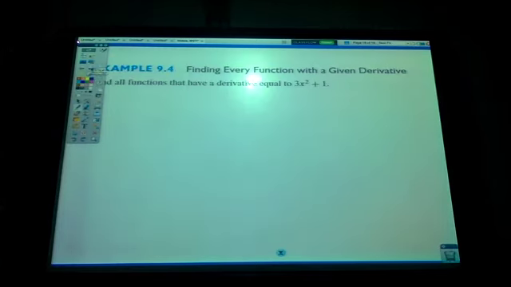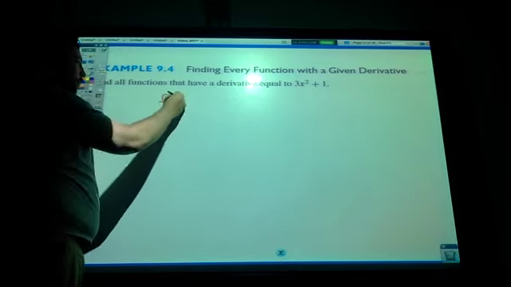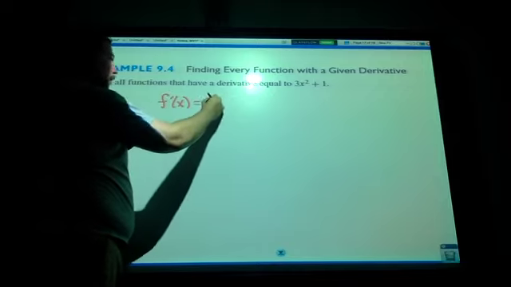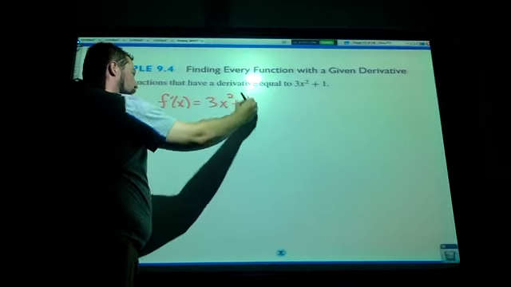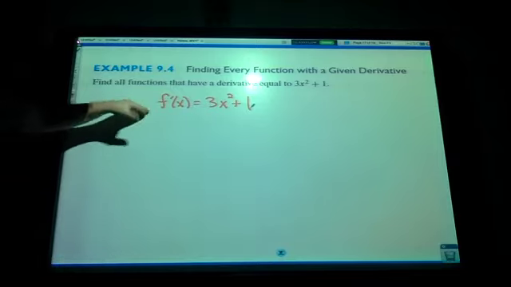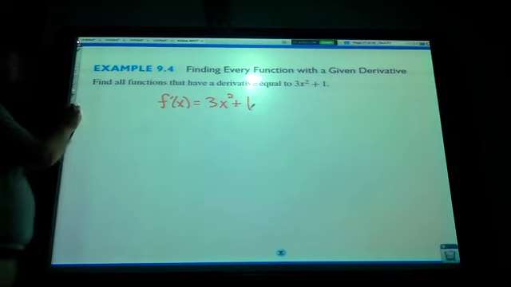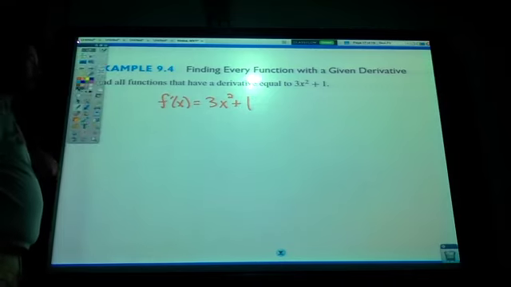So that brings us to this problem right here. Find all functions that have a derivative equal to 3x squared plus 1. If our derivative is 3x squared plus 1, what we want to do is go backwards here. What function would give me this derivative? Hopefully by now we have enough experience with derivatives to realize what would happen.